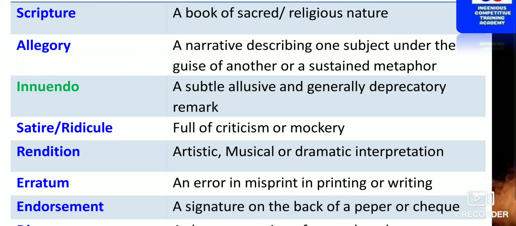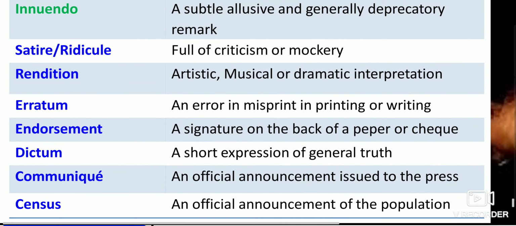Satire or ridicule means full of criticism or mockery is known as satire or ridicule. Rendition means artistic, musical or dramatic interpretation is known as rendition. Erratum means an error or misprint in printing or writing is known as erratum. Whenever we give some printout, we should check for the erratum. There should not be any kind of erratum.